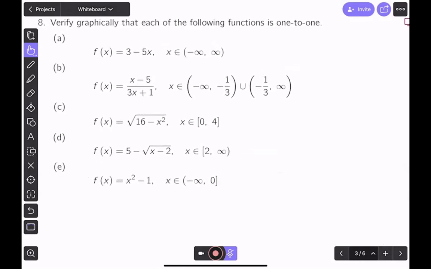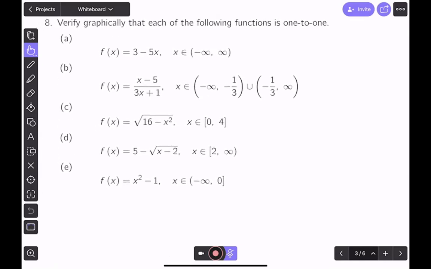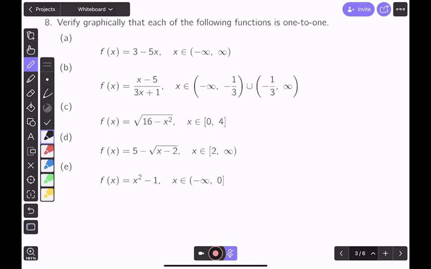Verify graphically that each of the following functions is one-to-one. Well, I got to be honest with you, it should be easy to do almost under all circumstances. All right. So let's look at A first. And looking at A, I hope you realize that we're looking at a very simple graph of this one. And I'll put down, this is A. All right. So what would you get there? If X is 0, you get 3. And that's a point there.